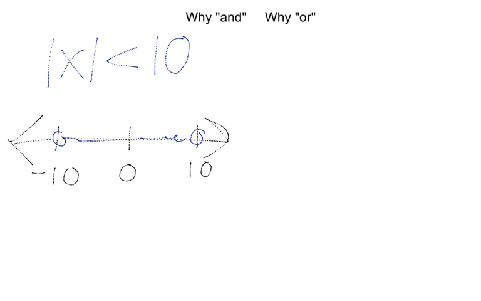When you have conjoining inequalities, that's "and." Because I have to be less than 10 and more than negative 10. It's that logic. I have to be both at the same time.